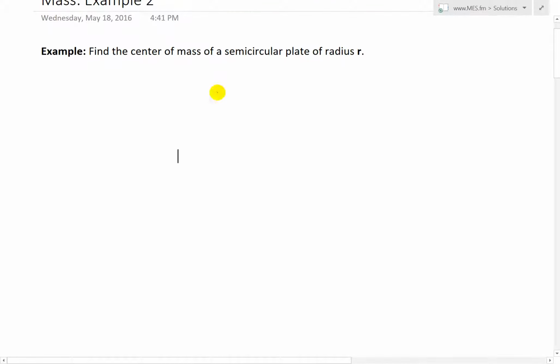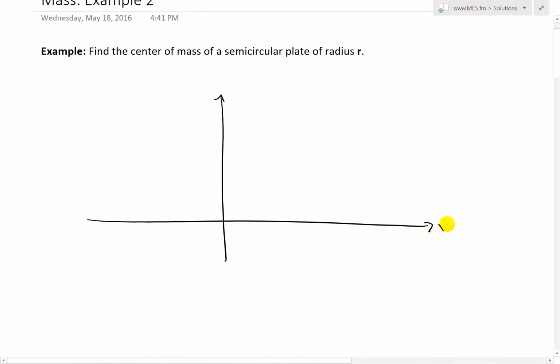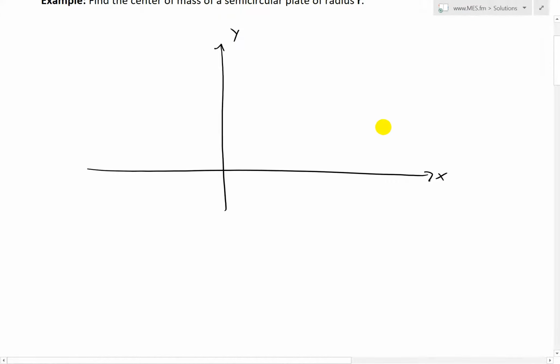Let's graph this out first. If this is the xy axis, let's make it the simplest graph we can and place this semicircle so that the center point is at the origin. We draw it like this so that it's a semicircle, and this dashed line represents the full circle.